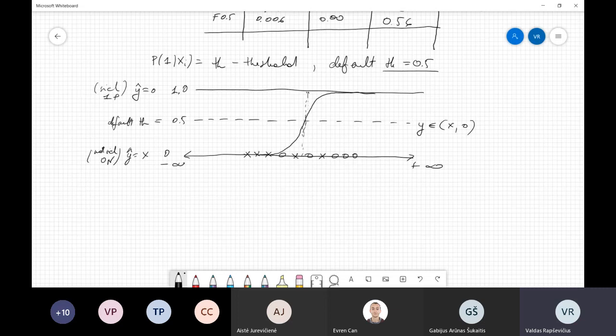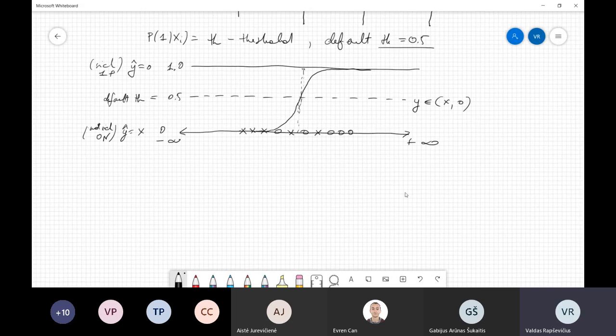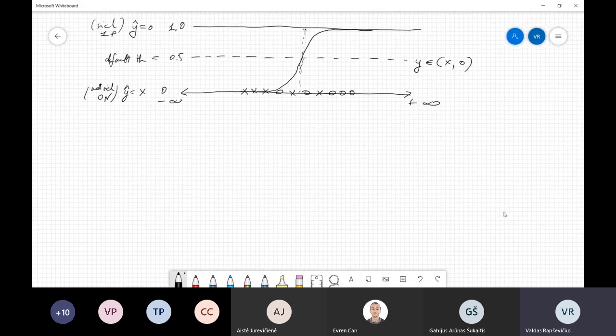Good. So now again we will have various metrics. I want to show you the metrics when we use the default threshold. So then we have a threshold equal to 0.5.